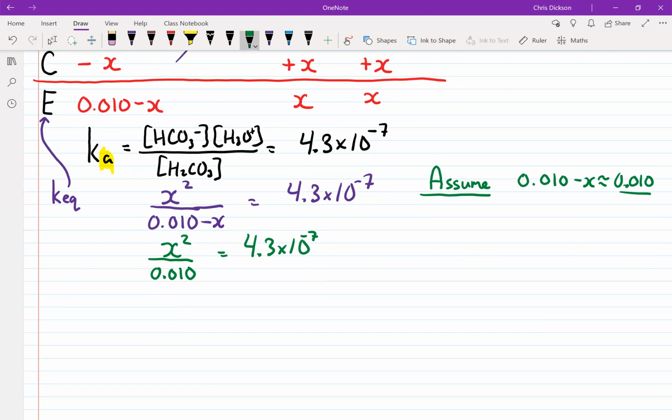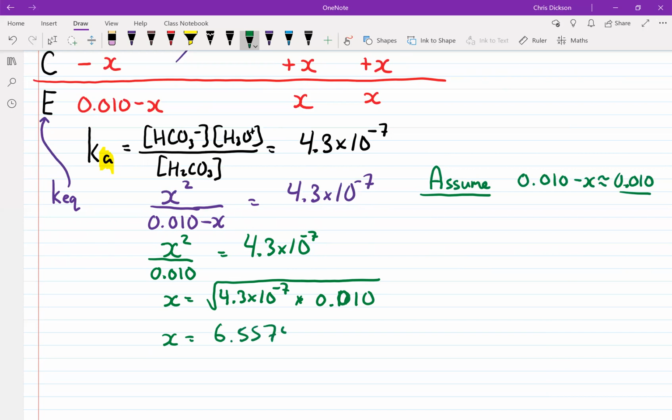So I'm going to say x would equal 4.3 times 10 to the minus 7 multiplied by this 0.010, and then I would have to square root both sides, just keeping the positive root for this question here. So I definitely need a calculator here. So 4.3 times 10 to the minus 7 multiplied by 0.01, and then I square root that number, and I'm getting an x value of 6.5574. And this number just goes on forever. And I'm not going to round it yet. I want to wait to the very end to round it. And so that's my x value.